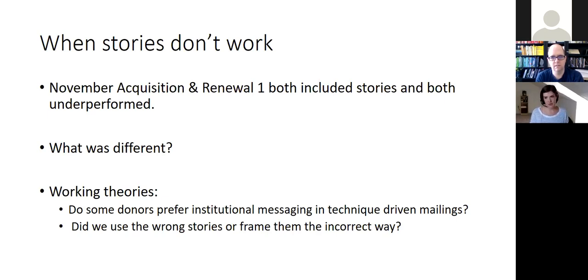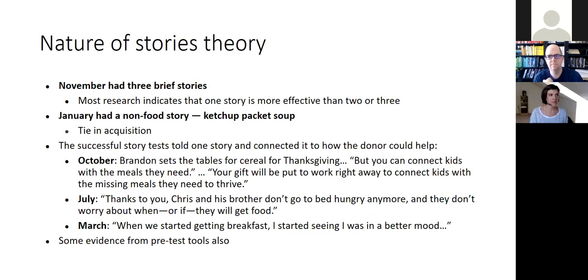The other thing that's really interesting, and what I'm really excited to test next, is, did we use the wrong stories or frame them in the incorrect way? So just going a little bit more into the nature of the stories theory, in November, we used 3 brief stories, what we were calling story snippets, and they really were quotes from kids that talked about the hardships of hunger. And then we pivoted directly into the matching gift challenge offer throughout the rest of the piece. So we know from behavioral science that a story about one kid, an identifiable victim, is more effective than talking about lots of kids and solving the problems of lots of different folks.